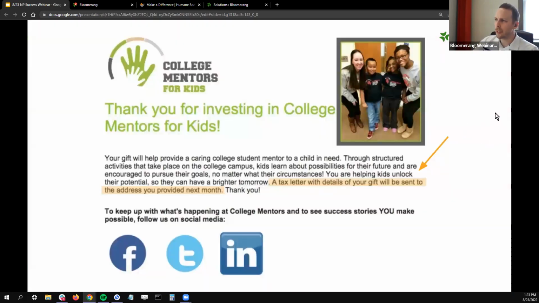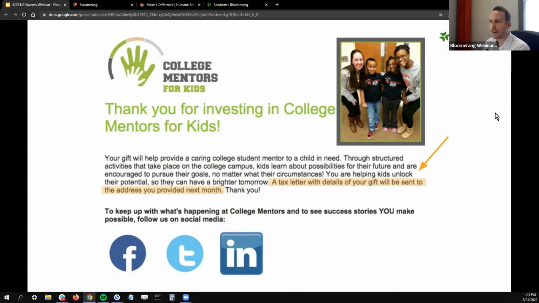Just as a really quick example, here's a thank you email from College Mentor for Kids. I love how they said, thank you for investing. Just simple changes like that, instead of a bland, hey, thanks for your donation, or donation received, or just receipt for donation. Just putting a little bit of effort behind those subject lines.